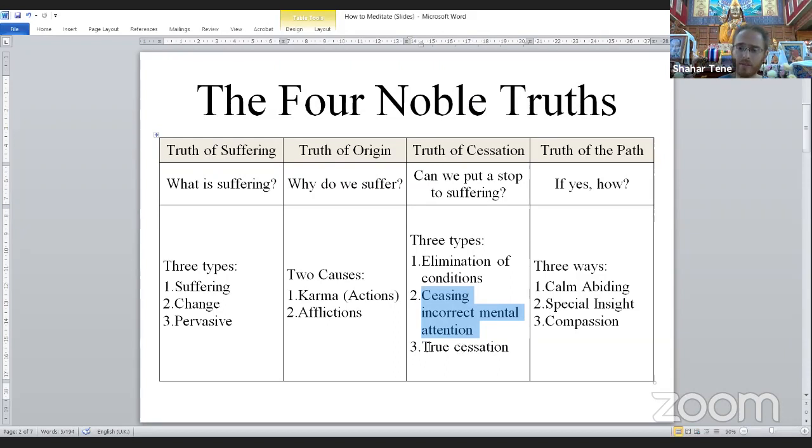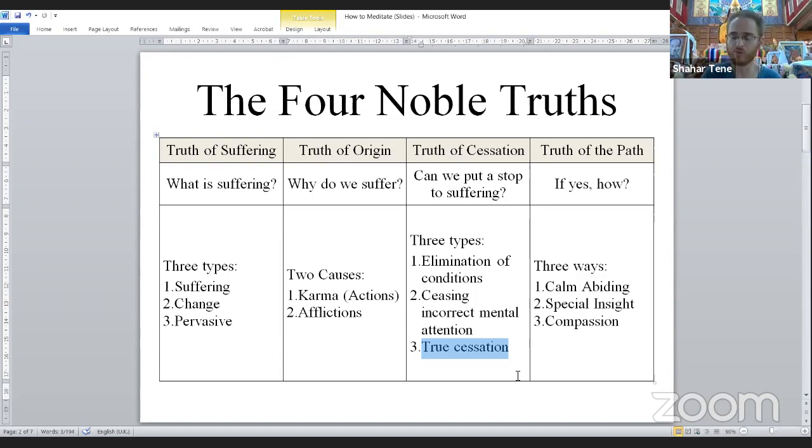And then the final level of putting a stop to suffering is what is called a true cessation. And I explained it briefly yesterday in one of the questions that was asked, that again, since these afflicted minds are somehow incorrect with respect to reality, we can analyze them and come to know the truth, and thus completely eliminate that type of afflicted mind from arising again.